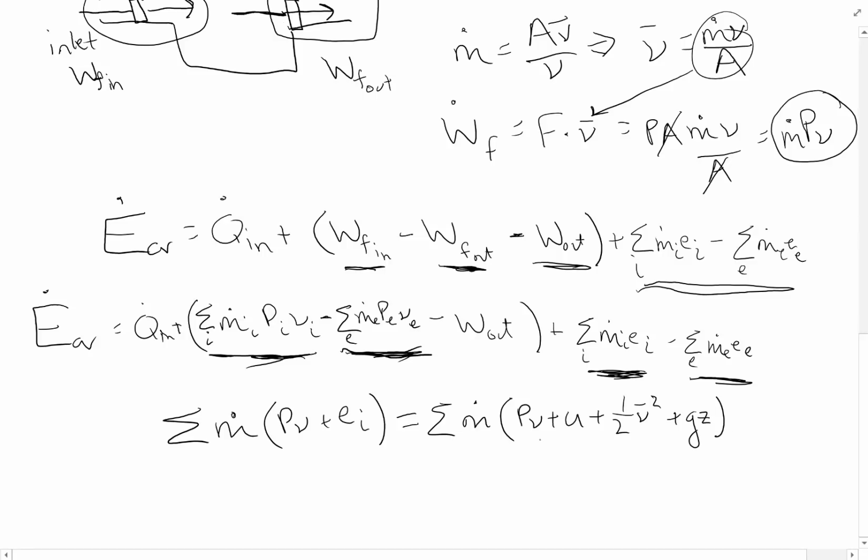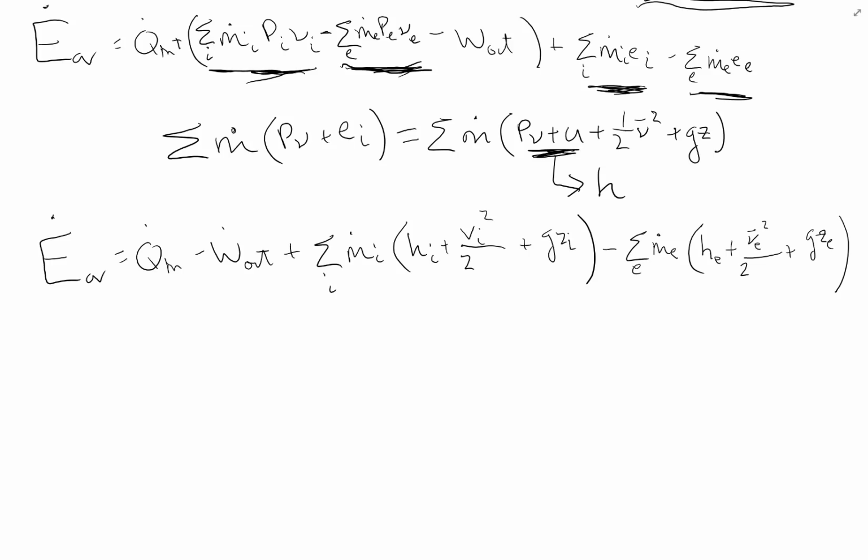And what you should recognize here is that you have U plus PV. Remember what that is? That's H. And that's why we keep track of enthalpy. It's because this PV term shows up whenever we do flow work. So since we end up with U plus PV all the time, we combine them together and we call it H. So let's look at what the energy balance looks like now with all the terms combined.